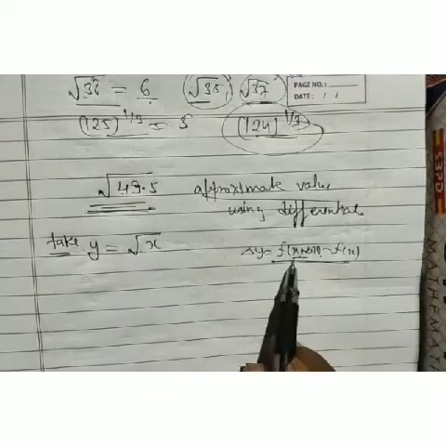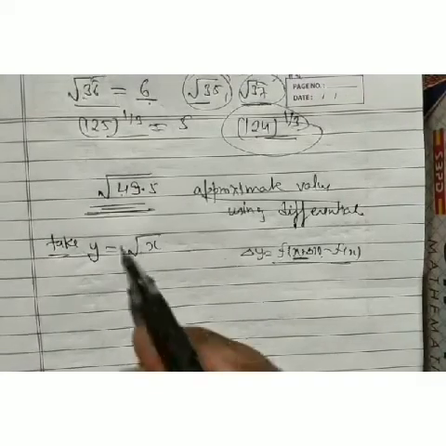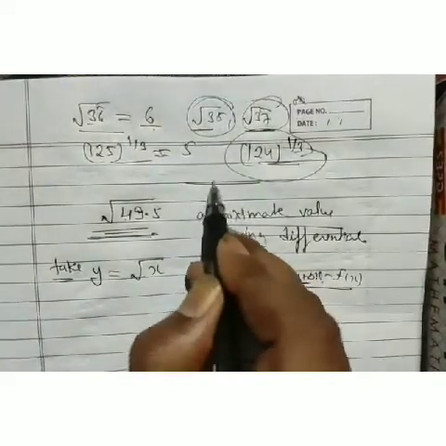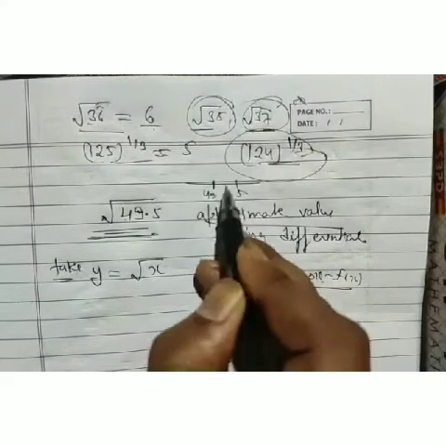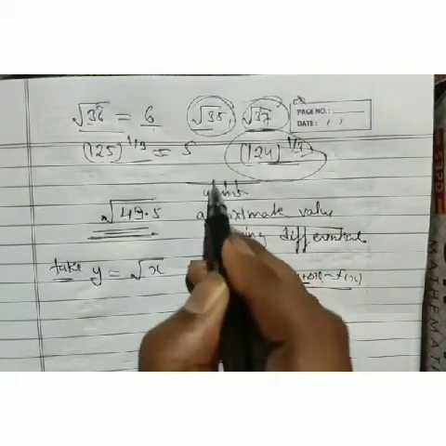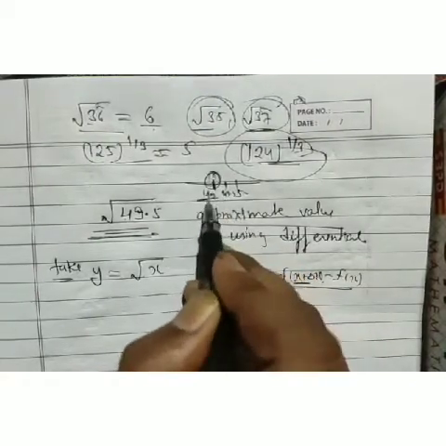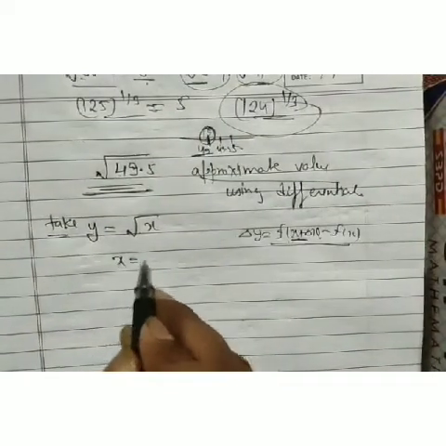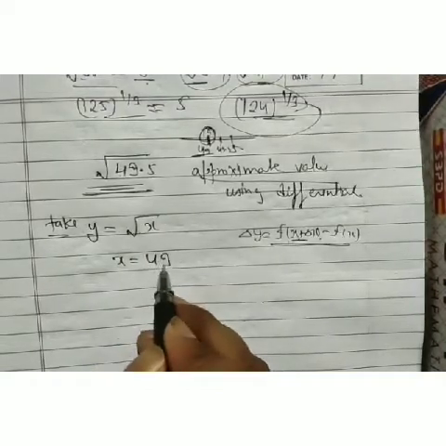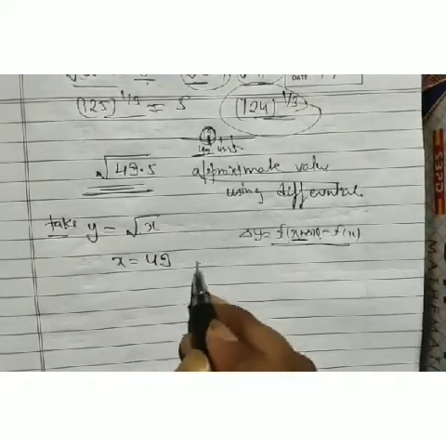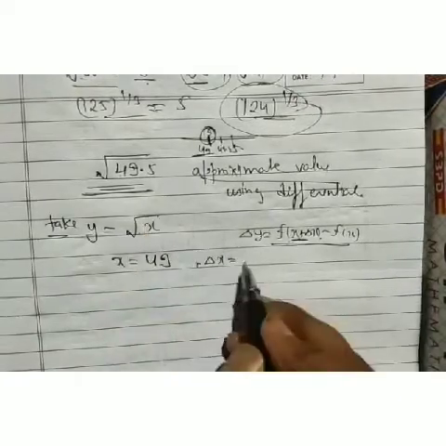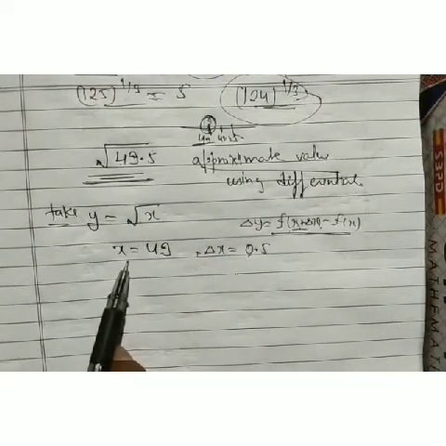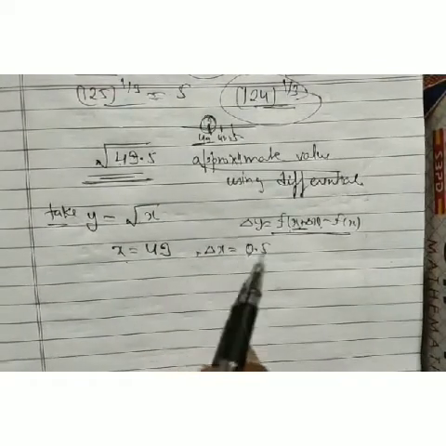Then we are going to take the value of x which is near, a perfect square. Looking at this, this is 49, this is 50, and this is our 49.5. The nearest value which is a perfect square number is 49. That's why we take our x as 49, and our delta x is 0.5.